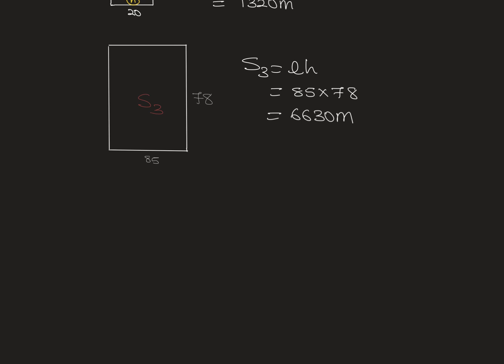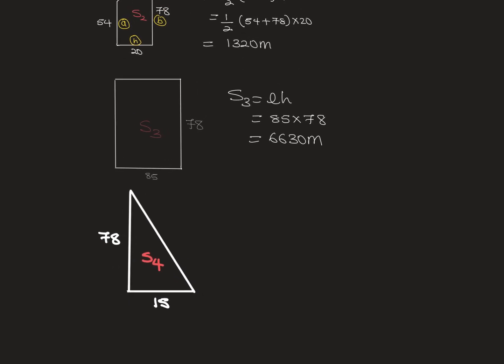And finally, for S4, it looks like a triangle. So if we should draw that, that is S4. The time is 15 seconds, and we have 78 as the velocity there. So the area for S4 will be equal to half the base times the height. That will be half, the base is 15, the height is 78. So if you do that calculation, you have 585 meters.